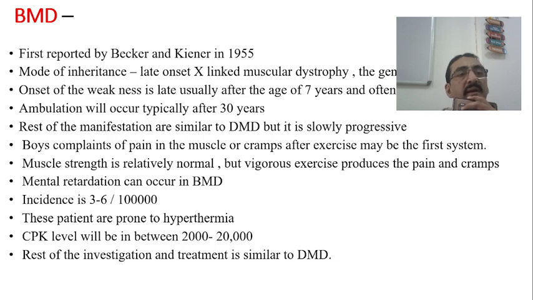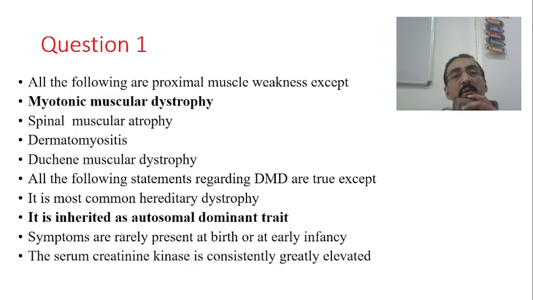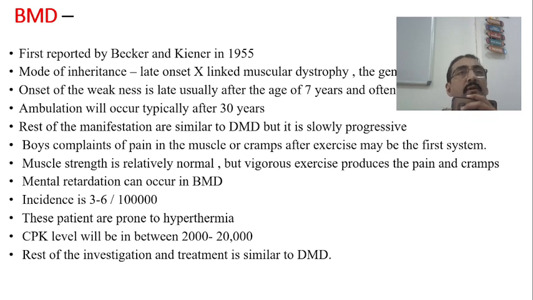CPK level in Becker's muscular dystrophy is between 2000 and 20,000. It is not like the 35,000 we see in the case of DMD. The rest of the investigation and treatment is similar to DMD. This is all about muscular dystrophy. In the next few classes, we will see how we can manage muscular dystrophy in Ayurveda and what the principle is, how to understand muscular dystrophy in Ayurveda in detail. Thank you very much.